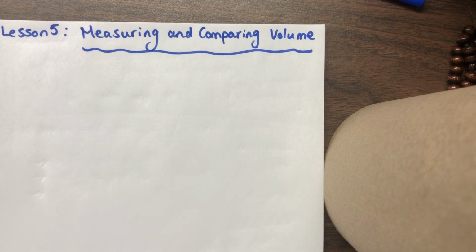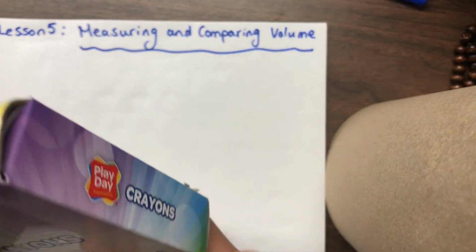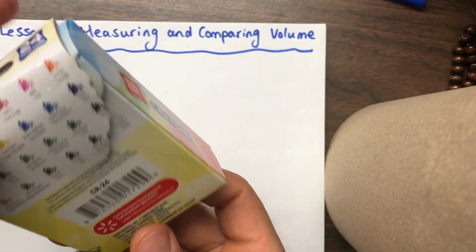All right, today we'll be working on a new lesson, measuring and comparing volume. What is volume? Volume is the amount of space an object occupies. So it's the amount of space an object occupies.